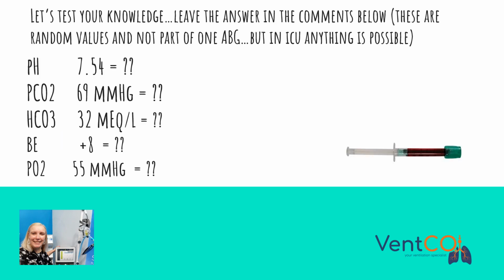Okay, so let's test your knowledge. You can leave your answer in the comments below. These are all random values and not part of one arterial blood gas, but in ICU, as you will know, anything is possible. You can answer one of these options or all of them. Take your time. So a pH of 7.54, a PCO2 of 69, a bicarbonate of 32, a base excess of +8, and a PO2 of 55.